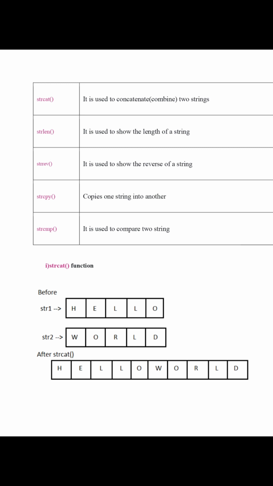strcat is used to concatenate two strings. strlen is used to show the length of a string. strrev is used to show the reverse of a string. strcpy is used to copy one string into another. strcmp is used to compare two strings.